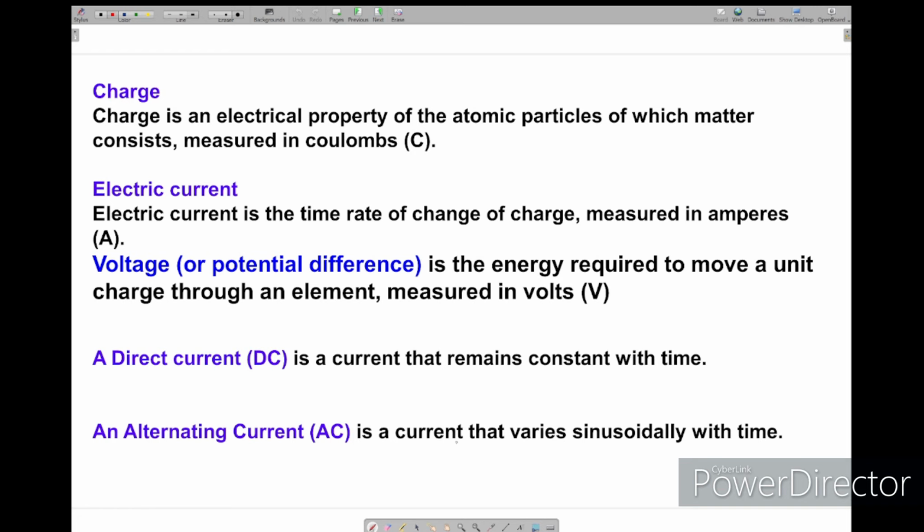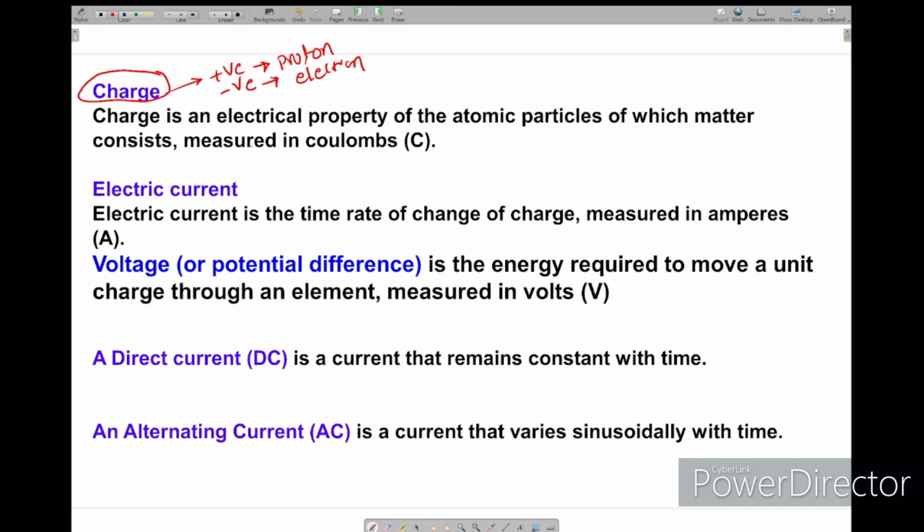So our first basic quantity of the electrical network is the charge. The definition of charge is an electrical property of atomic particles of which matter consists. It means if you take any body which contains atoms, an atom will have electrons, protons and neutrons. In that we have charge. So either it will be positive or it will be negative. If it is positive charge, we'll call it the proton. If it is negative charge, we'll call that the electron.